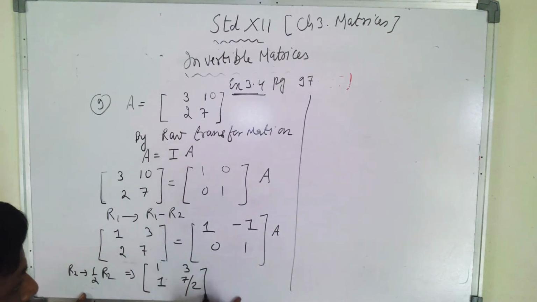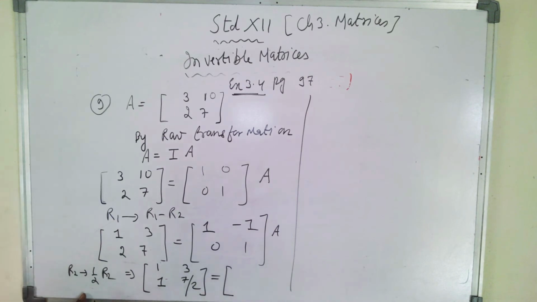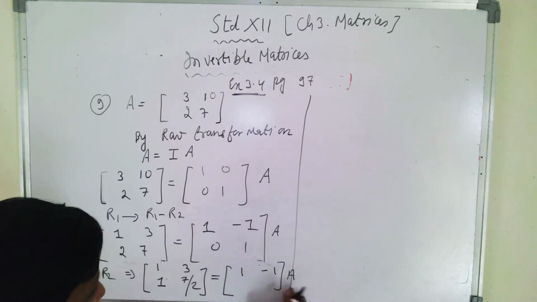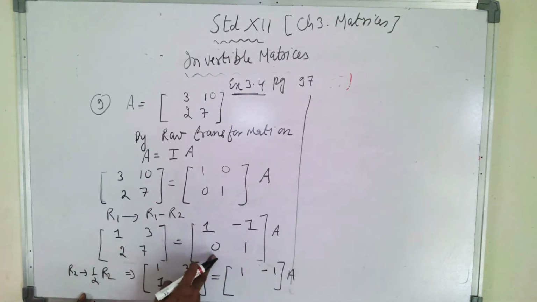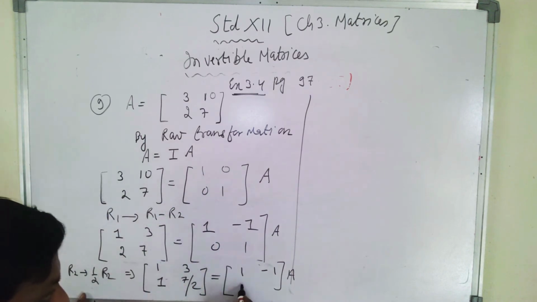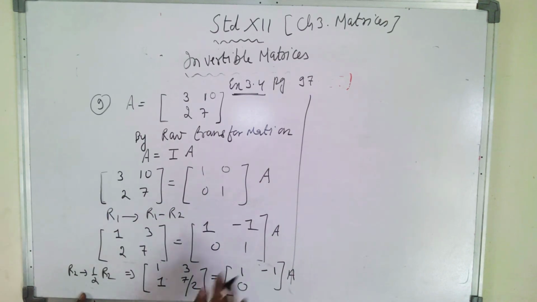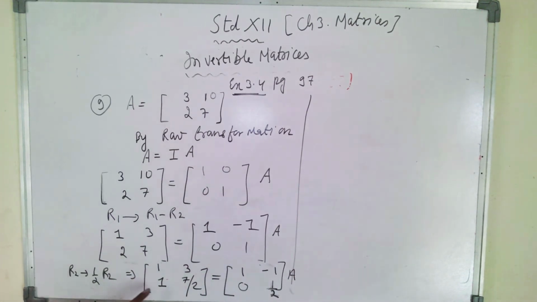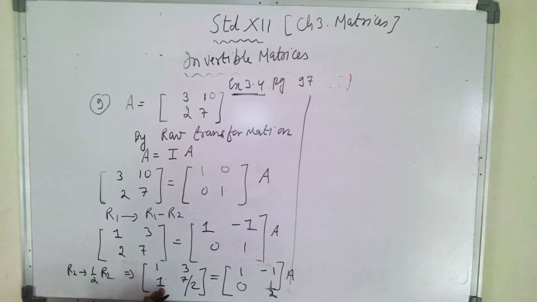The same procedure will be done in the right side. There is no change in row 1, but row 2 you are dividing by 2. Whatever you are doing here, same thing has to be done there. 0 by 2 will be 0 only, and 1 by 2 is 1 by 2. Now I can make this as 0. The reason behind making it as 1 is to make that as 0.